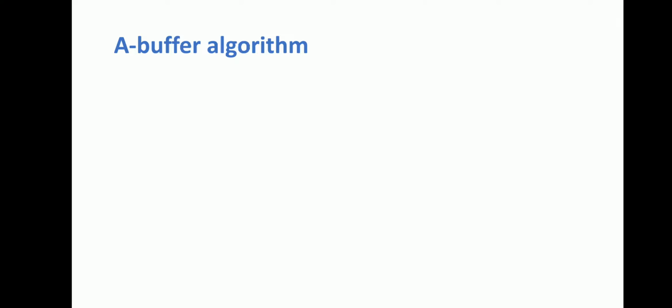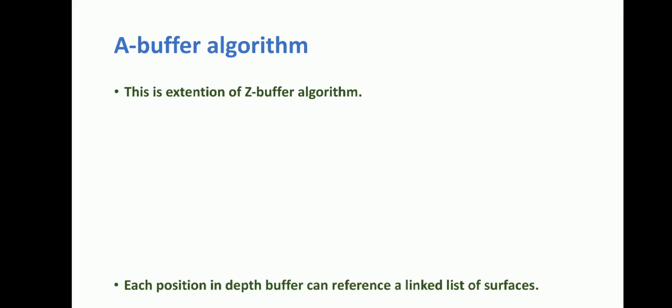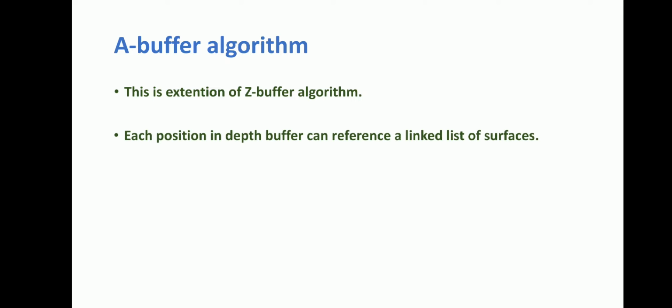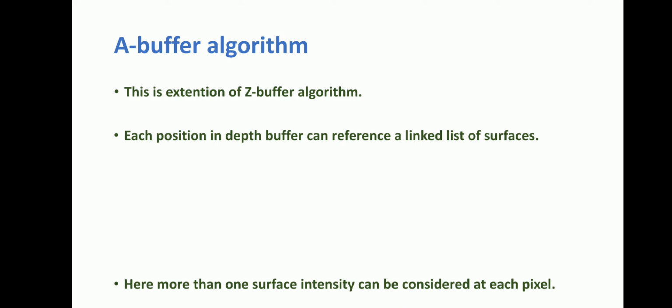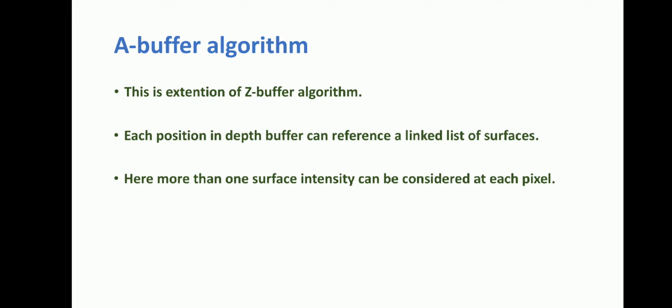The A buffer algorithm removes the disadvantages of the Z buffer. So what is the A buffer algorithm? This is also an image space based method, and it is an extension of the Z buffer algorithm. In the A buffer algorithm, each position in the buffer can reference a linked list of surfaces. Only a single surface is not considered. So the intensity at each pixel can include more than one surface intensity at that point.